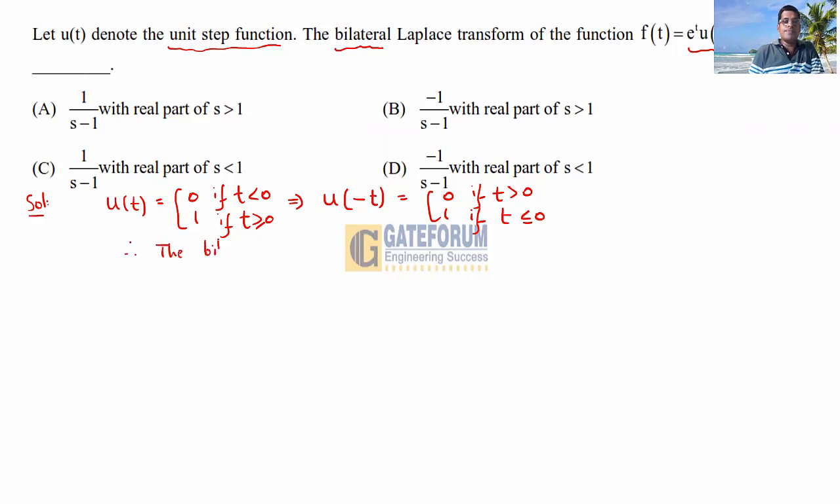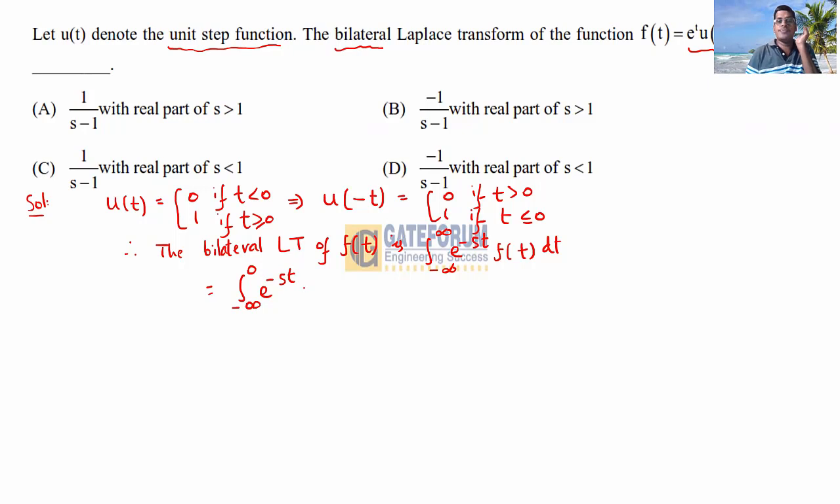The bilateral Laplace transform of f of t is the integral from minus infinity to infinity of e power minus s t f of t dt. This can be written as minus infinity to 0 plus 0 to infinity, according to definite integral properties. So here you can write one more step: minus infinity to infinity e power minus s t, f of t is e power t into u of minus t dt. So this is e power minus s t e power t.